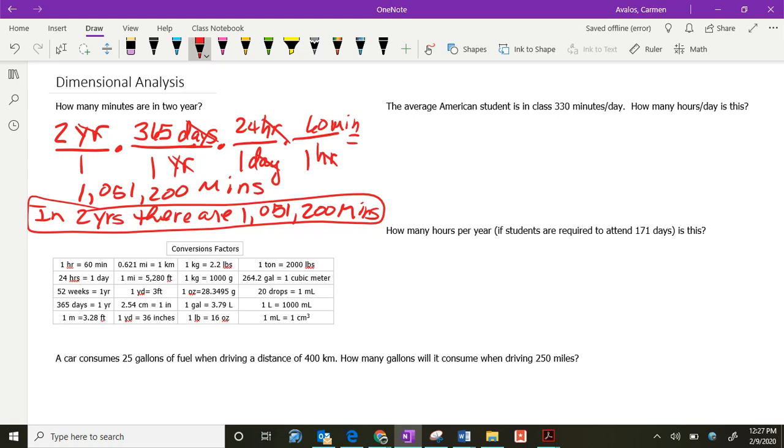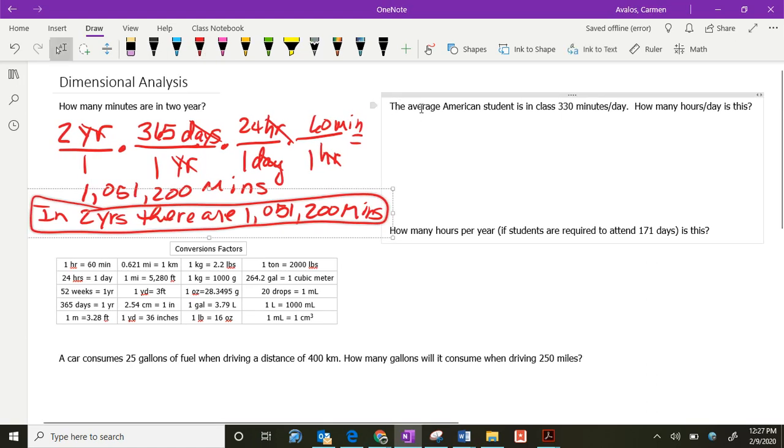Okay. The next problem, the average American student in a class is in a class 330 minutes per day. Now here it's different than this one because here we just had 2 years. It wasn't like 5 miles per year or whatever. It's not a per in here. It's just 2 years. So it was that over one. So that's good. But over here, it's different. It's the average American student is in 330 minutes per day.